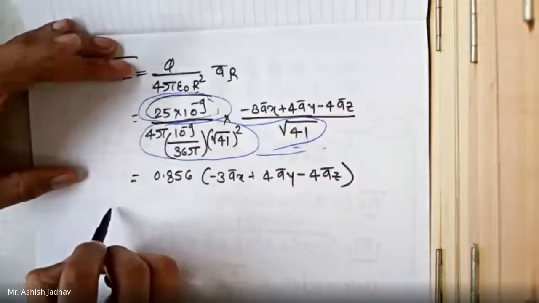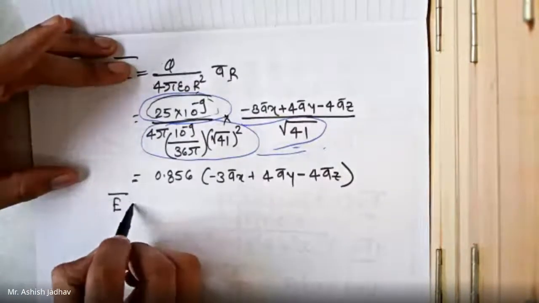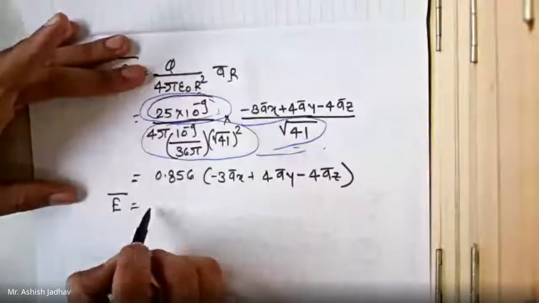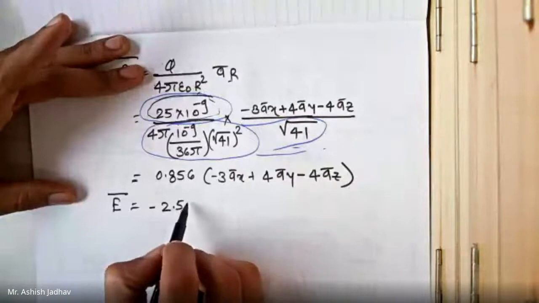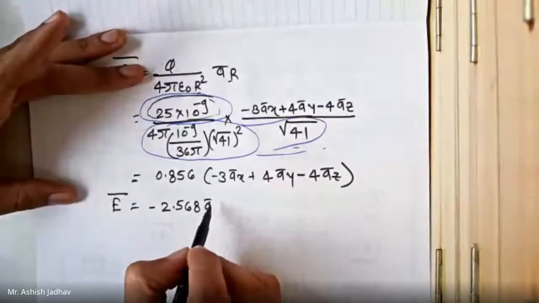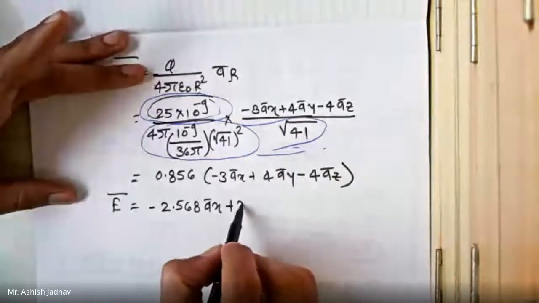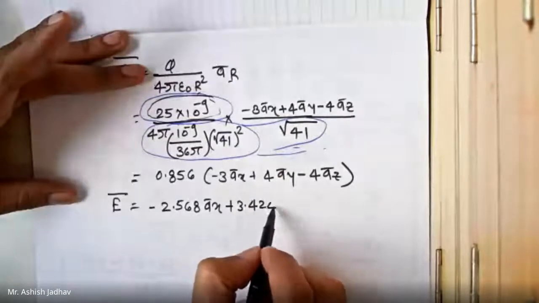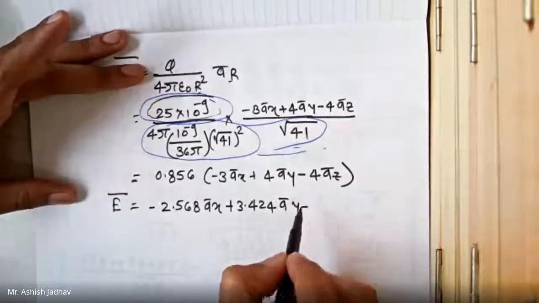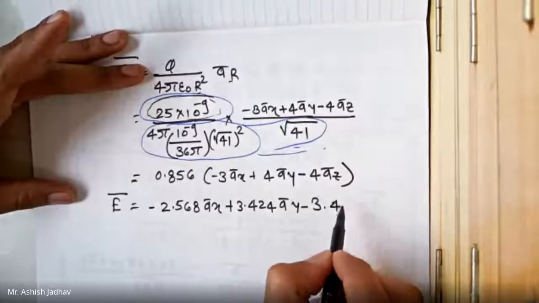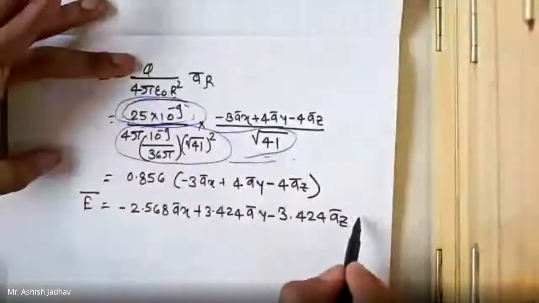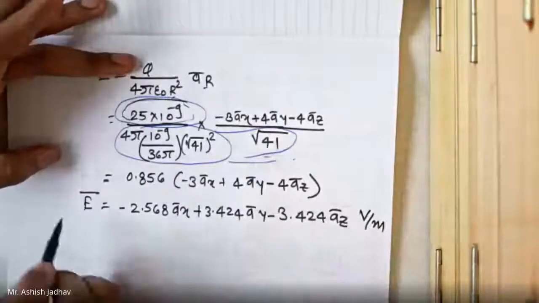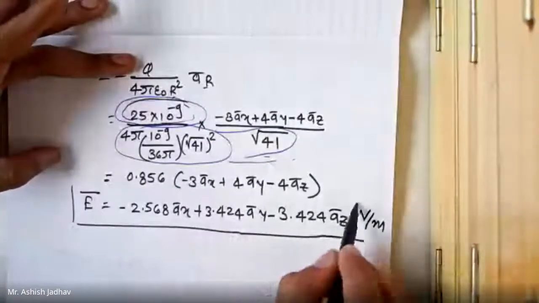So the final answer for electric field intensity E bar is equal to minus 2.568 a bar x plus 3.424 a bar y minus 3.424 a bar z. And what is the unit of electric field intensity? Volts per meter. So this is the final answer.